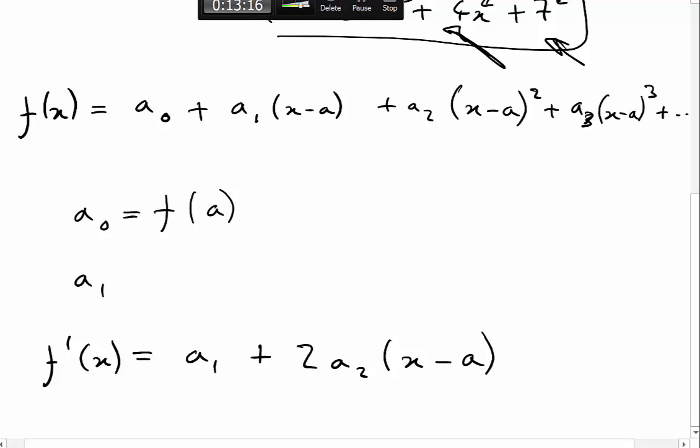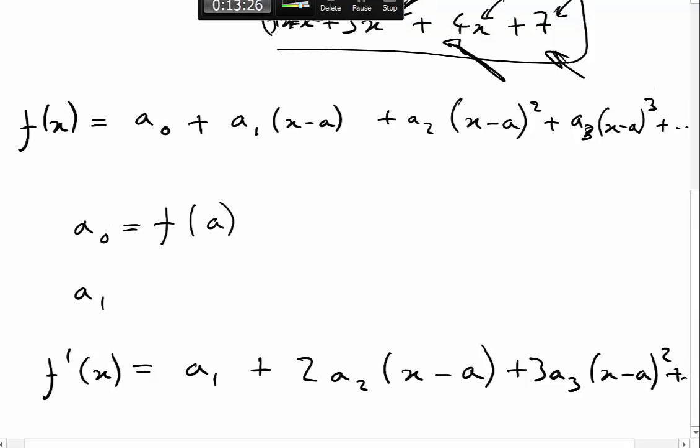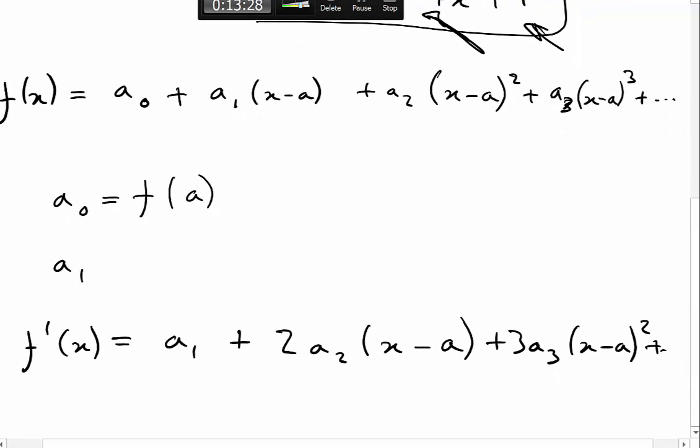That power is going to be reduced by 1. So again, I'm just differentiating that term, and this term, plus 3a3 times x minus a to the power of 2, and so on, and so on. So we can carry on like that.